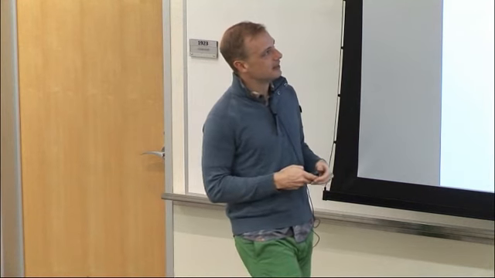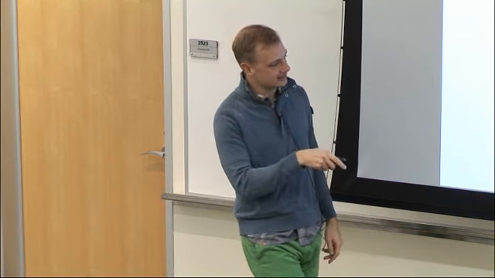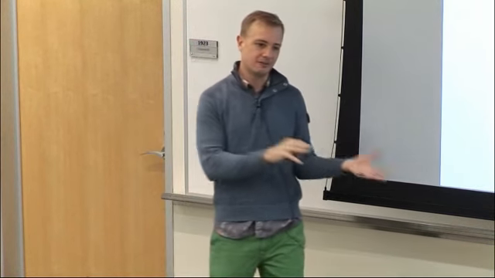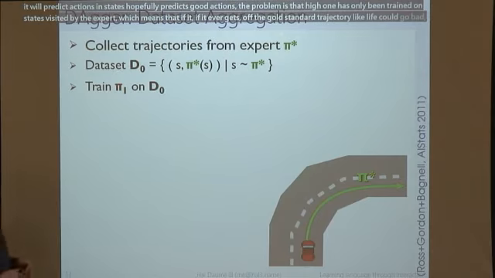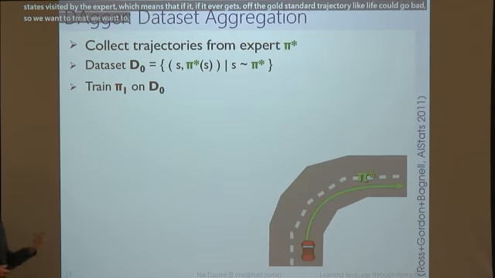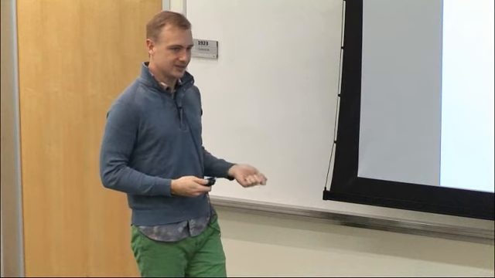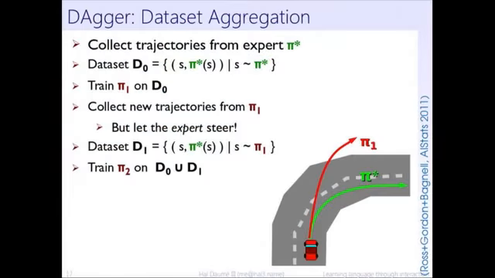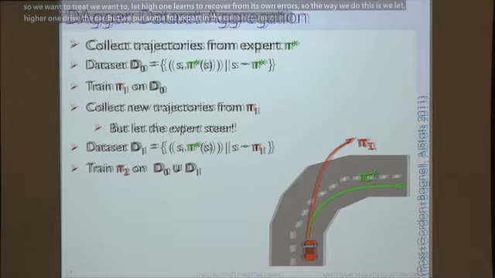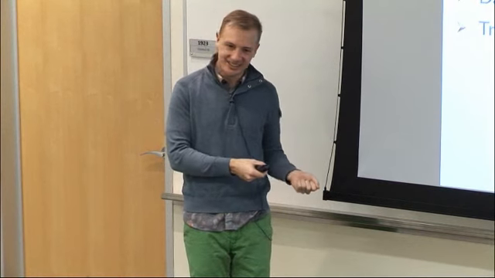The problem is that Pi1 has only been trained on states visited by the expert, which means that if it ever gets off the gold standard trajectory, life could go bad. So we want to let Pi1 learn to recover from its own errors. The way we do this is we let Pi1 drive the car, but we put some poor expert in the car while Pi1 is driving, and the car completely ignores whatever the expert is saying, but records it for posterity, right?